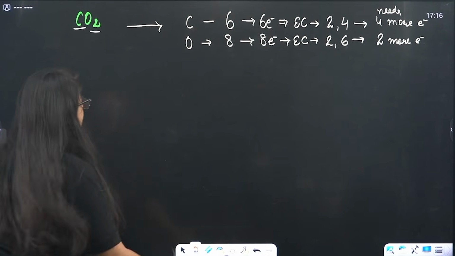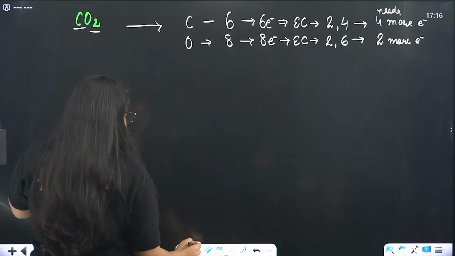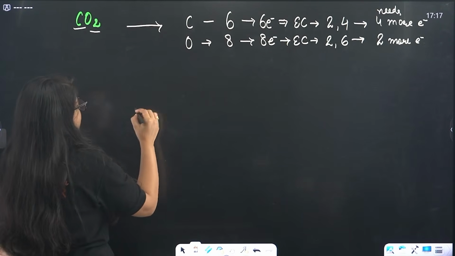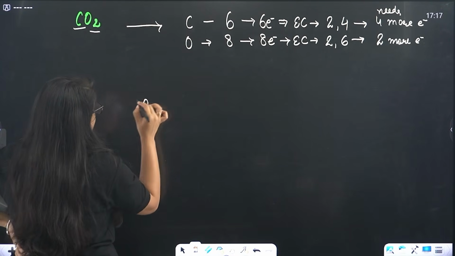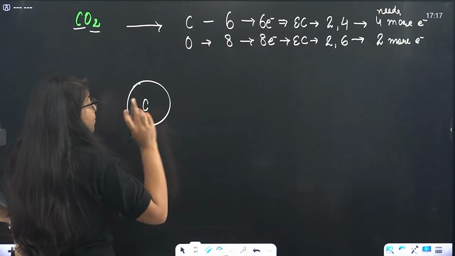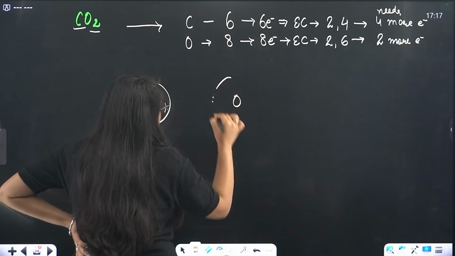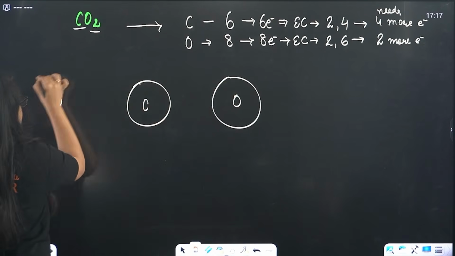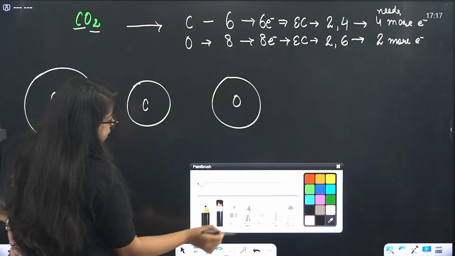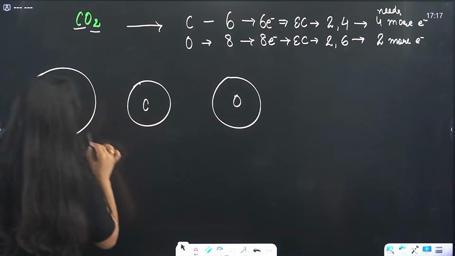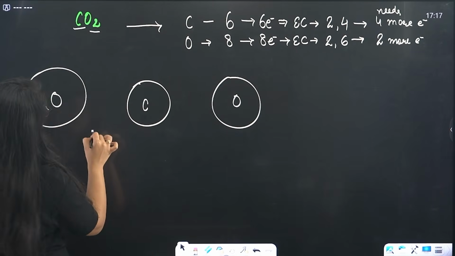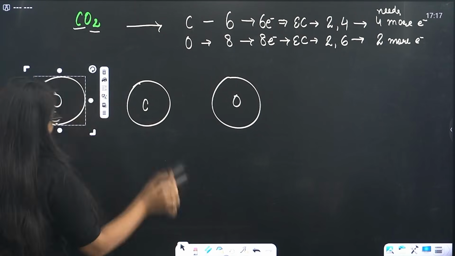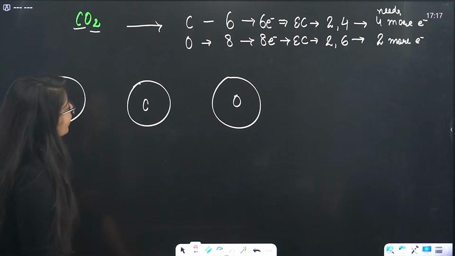Right? So there is something very different in this formula. Make sure to see this very carefully. Look, this is carbon and this is its valence shell. This is oxygen, its valence shell. This is oxygen, its valence shell. Understood? Now beta, look at this carefully.